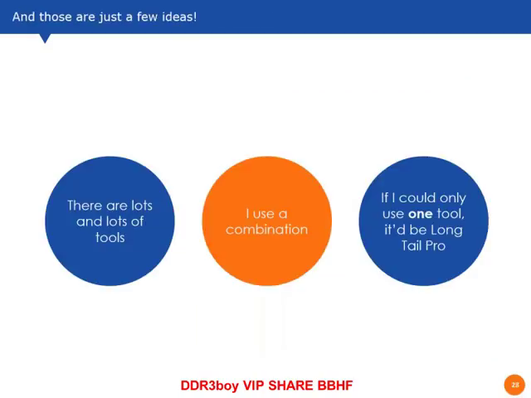Now remember, those are just a few of the tools. There are some other ways that you can expand your seed keyword list, but to be honest, this is what I use and is more than enough to help you find all the different types of keywords that you need to be using. So there's lots of tools. I use a combination of those. If I only had one tool, it really would be Longtail Pro, because it was built specifically to do such a thing.